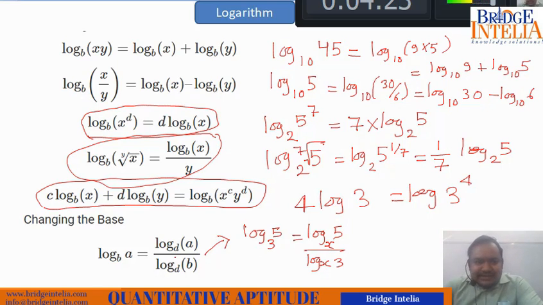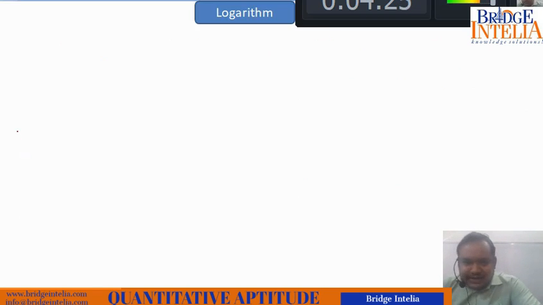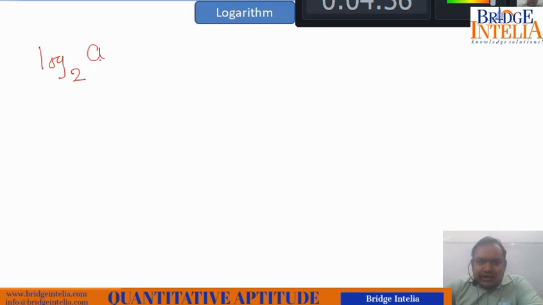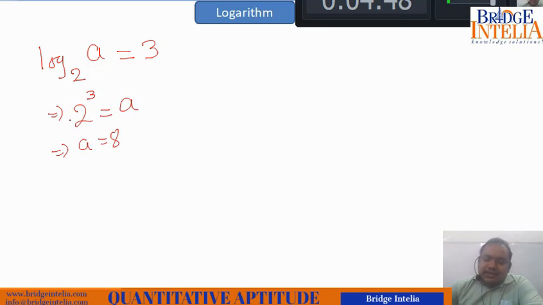Now let us put these rules into practice to understand what you just saw. First and foremost, what is meant by log? What is meant by basic log? Suppose it is given that log a to the base 2 is equal to 3. This basically means that 2 when raised to the power 3 becomes equal to a, or else a is equal to 8. So let's apply the other rules as well.